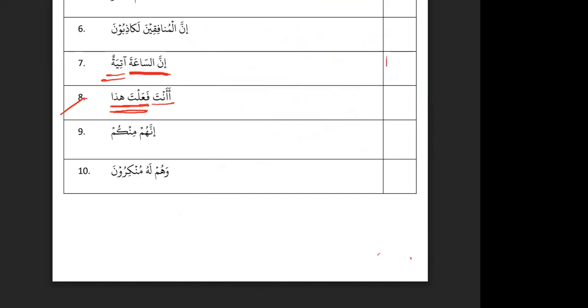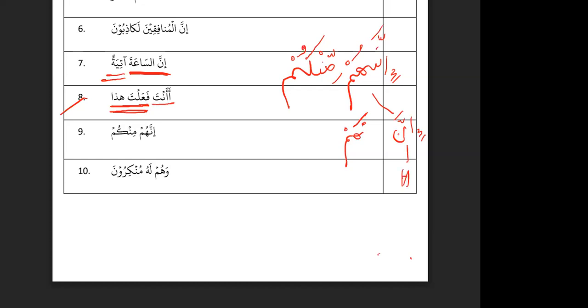Innahum minkum. Okay. Innahum. Yes, harf of nasab. Inna and hum. So this is harf of nasab. And hum is a pronoun. It's ism of inna. Nasab, 3 M P, masculine, plural. Yes. So this is your mubtada bucket.